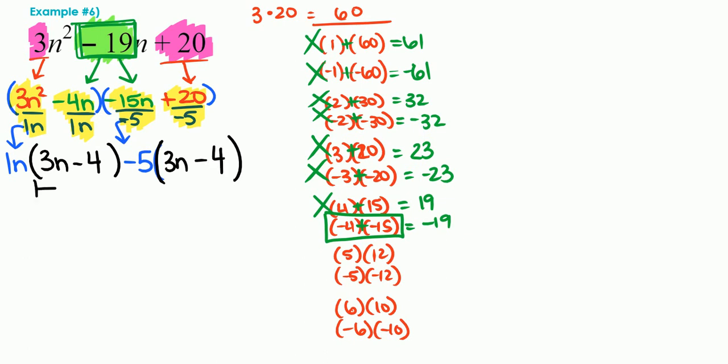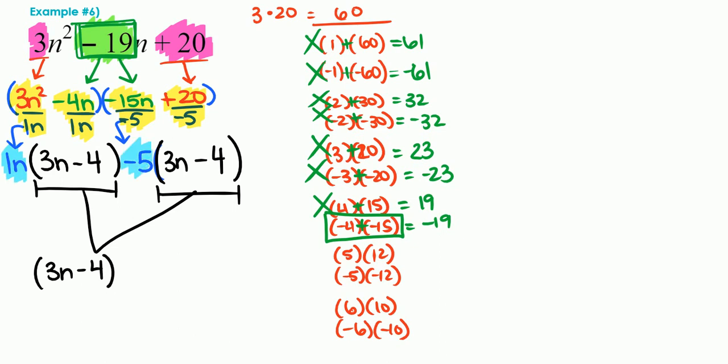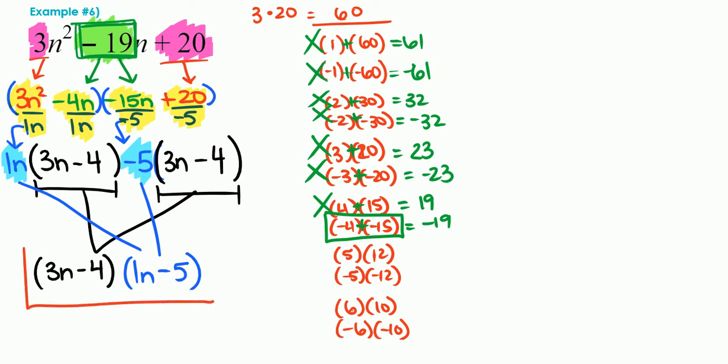Remember, you know you're on the right track if those terms inside the parentheses match. So I'm going to write those together as one common term. That is 3n minus 4. And then I'm just going to take these other terms, that 1n and negative 5, and I will write those together in a separate set of parentheses. So that will be 1n minus 5. And there you have it. We have factored that quadratic trinomial into 3n minus 4 times the quantity 1n minus 5.